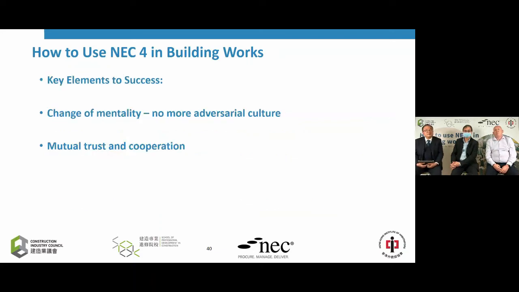Now, Robert has talked about the difficulty of using ECI or NEC4, not only in public projects in Hong Kong, but in private projects. Like the second example I have mentioned, we still are very used to the old adversarial culture in the old form of contract in Hong Kong. So we always think of how to save my own money and try not to give too much profit to the other side.